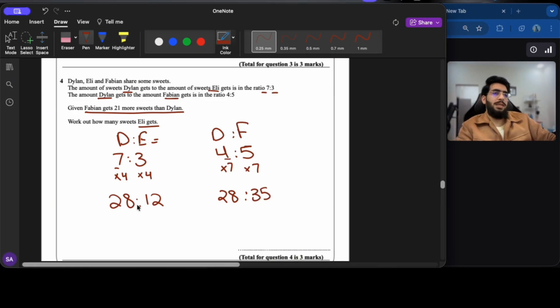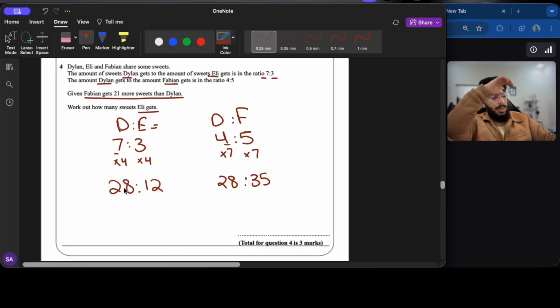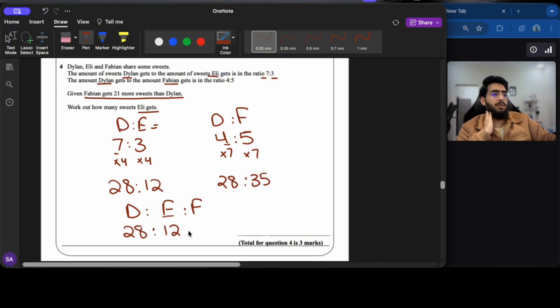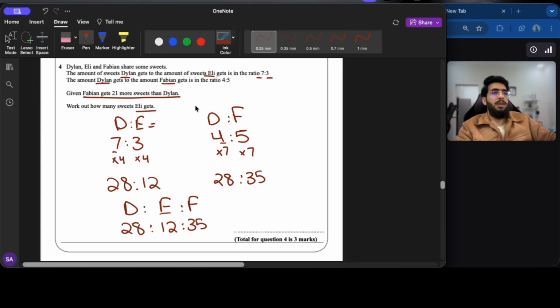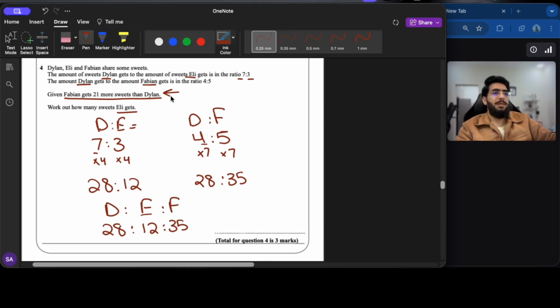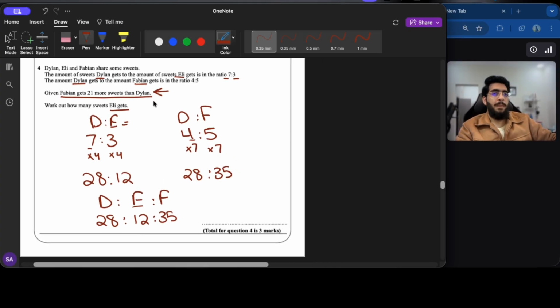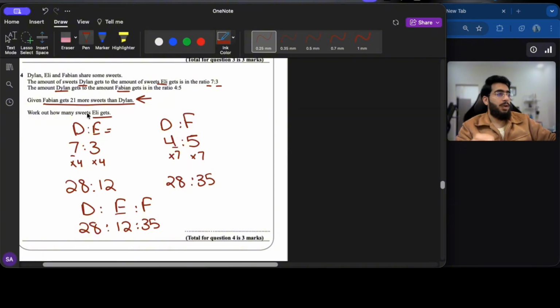Now as I can see, the values are the same for the D values, the common alphabet, its value is the same. I can just write it in the compressed form. D ratio E ratio F would just be 28 ratio 12 ratio 35. Now we know this statement. This will help us find out the value of what Ellie gets.